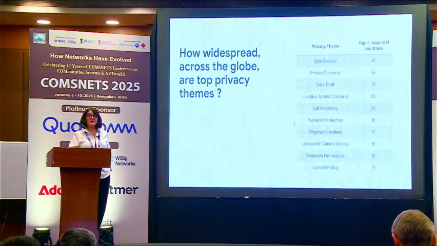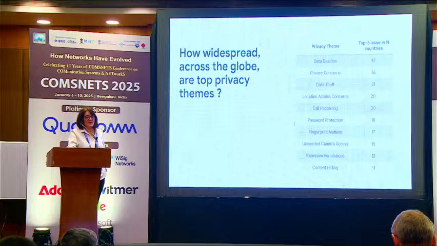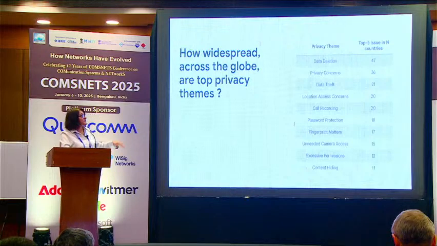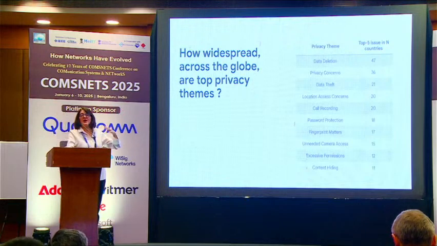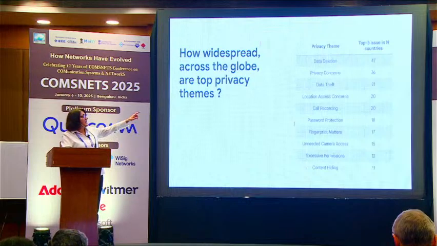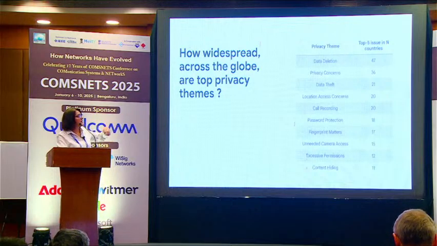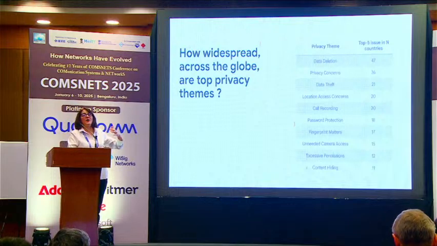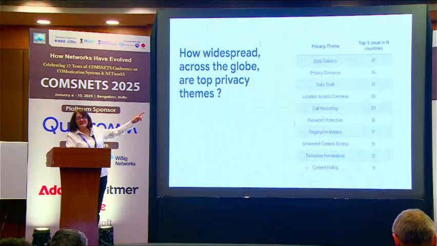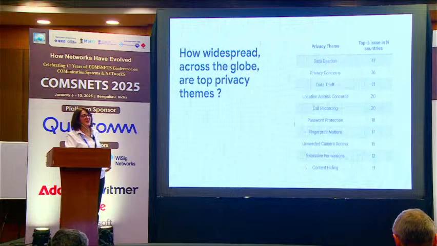Now, the other thing we wanted to look at that we could do with this data set was to figure out how widespread these issues are around the globe. We have a very simple metric here. For every country, we calculated the top 5. And if, for example, data deletion is in the top 5 for any country, then we count that country in our count. So 47 there means there are 47 countries for whom data deletion is a top 5 privacy concern. That is a lot. So this issue is not just one or two countries that care about this or want help. 47 is pretty widespread.